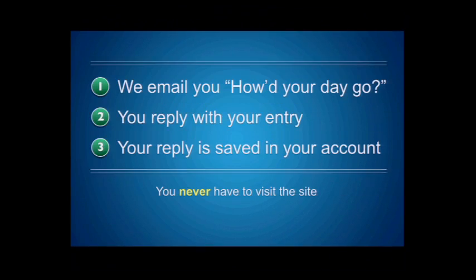So instead, what we do is we have them reply to that email that we're sending. We just ask them, how'd your day go? And right from their email inbox, they can write their entry for the day. They hit send, and that's all the work that they have to do. It's instantly saved to their account.